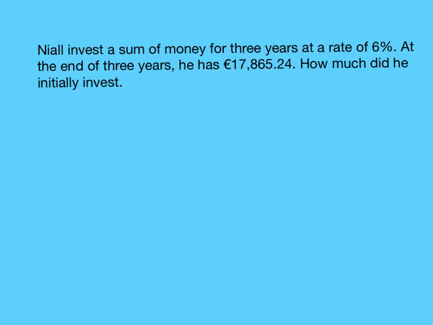So, for example, if you're told Niall will invest a sum of money for 3 years, so I know that 3 will be my T. Remember, our formula is F equals P(1 + I), where I is a decimal, to the power of T.